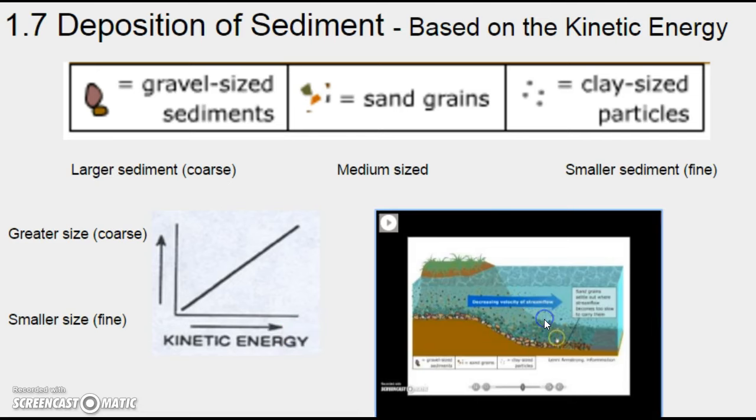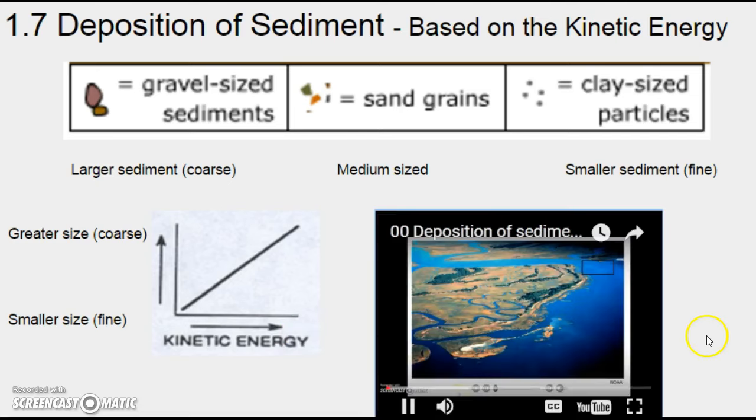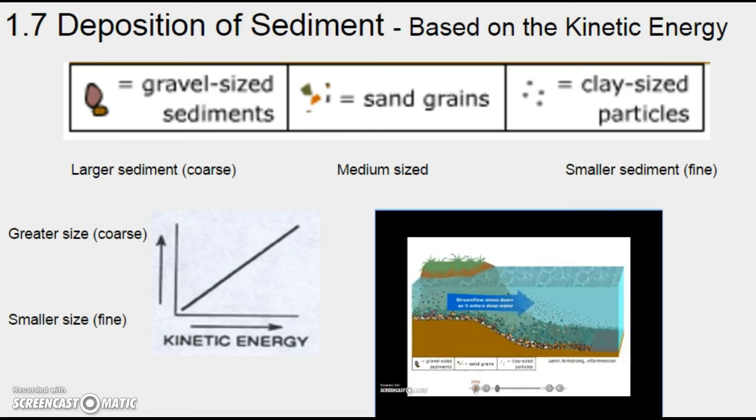So I'm going to play this little video animation. And this animation is going to show how water has kinetic energy. As it travels from, in the case of the picture at the beginning, the channel into a larger area, the velocity decreases, right? The decreasing velocity of streamflow. And as a result of that, the gravel-sized sediment is going to be deposited out. And the kinetic energy is going to be moving these sediments.